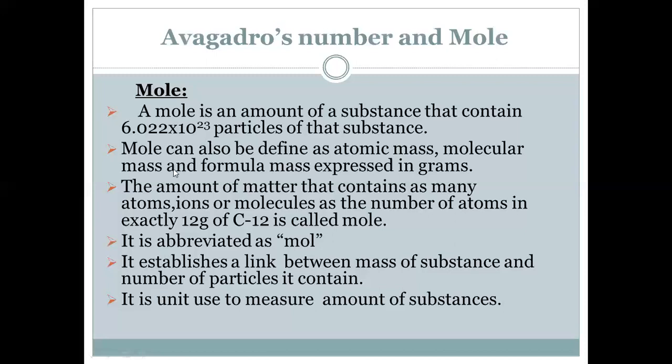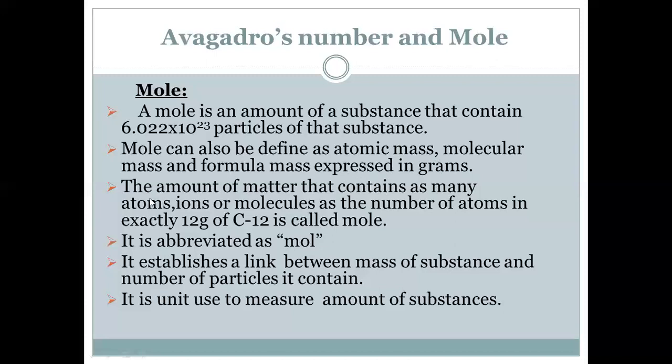Second definition: mole can also be defined as atomic mass, molecular mass. If it is an atom, the mass is called atomic mass. If the substance is a molecule, we call it molecular mass. And if the substance is an ionic compound which exists in the form of ions, the mass is called formula mass. If the atomic mass, molecular mass, and formula mass are expressed in grams, not in AMU, then it is also called mole. This is the second definition.